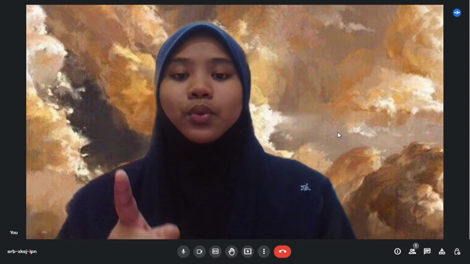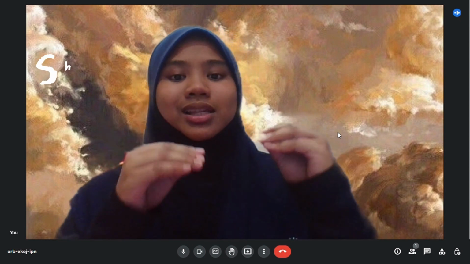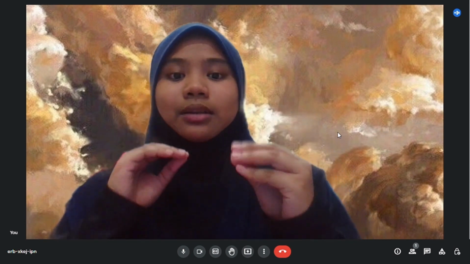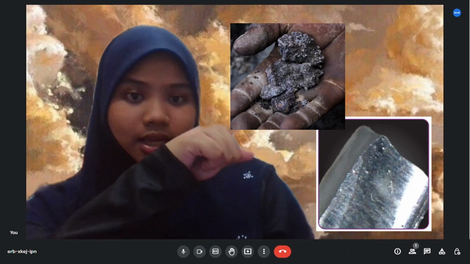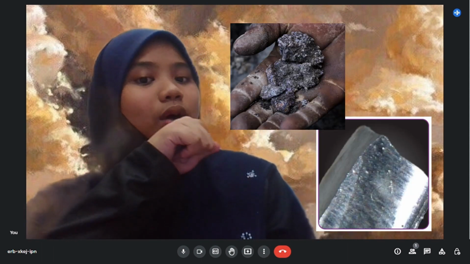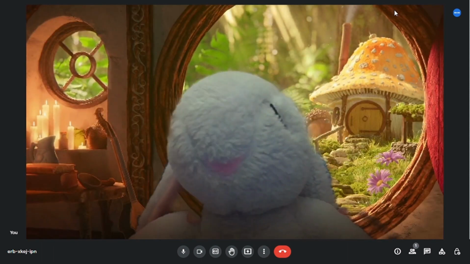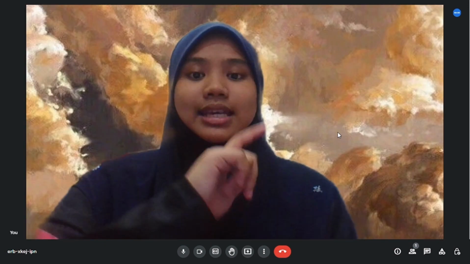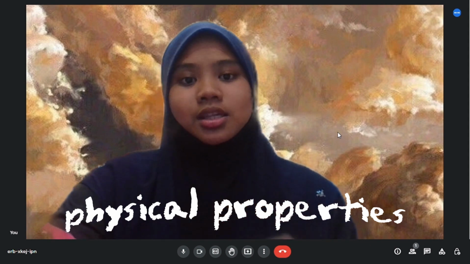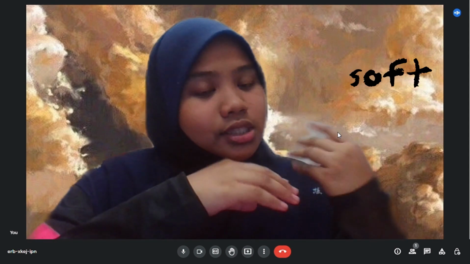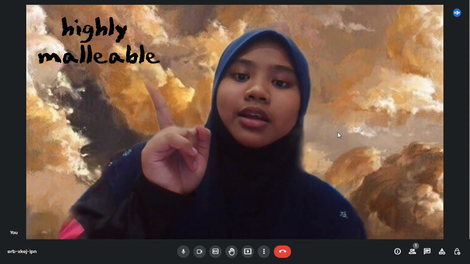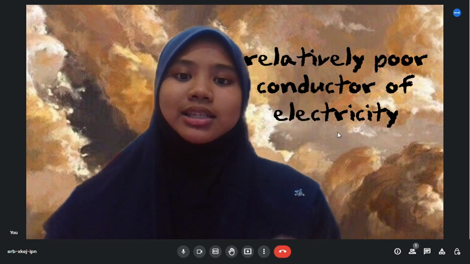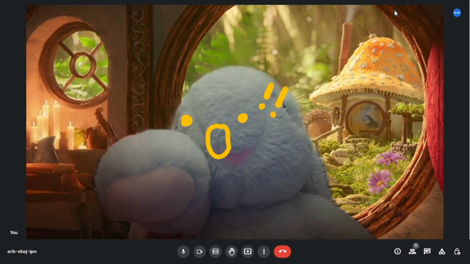So first of all, we need to get to know what shape lead is, or its physical properties, so we can detect it by ourselves. This is lead. Lead is a bluish white lustrous metal. Oh, alright. But does lead have any physical properties? Yes, lead has physical properties, which is that it is very soft, highly malleable, ductile, and a relatively poor conductor of electricity. Wow, that is very convenient.